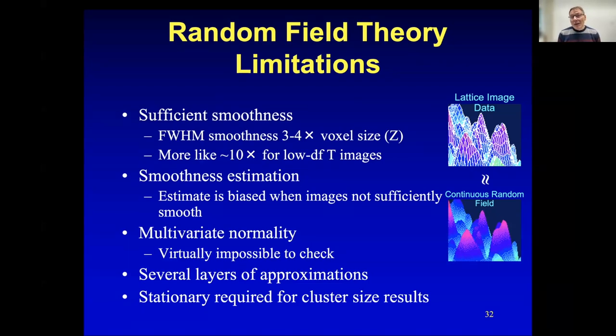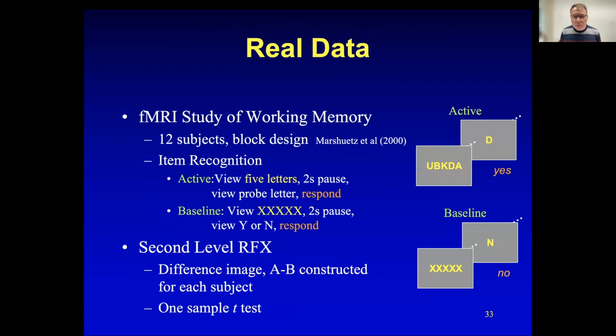And normality, that's very hard to check. We just basically have to assume that that's correct. And there are a bunch of approximations in there. And for the cluster size inference, really, we have to be careful about using them with VBM. But they're okay-ish for fMRI. So let's put this to work on a real data set.